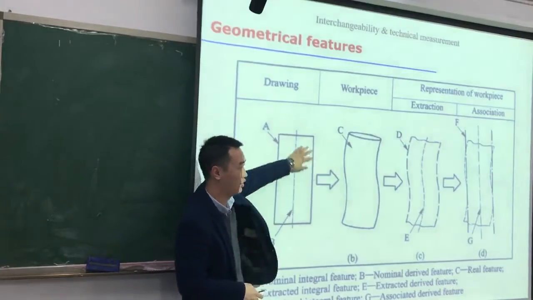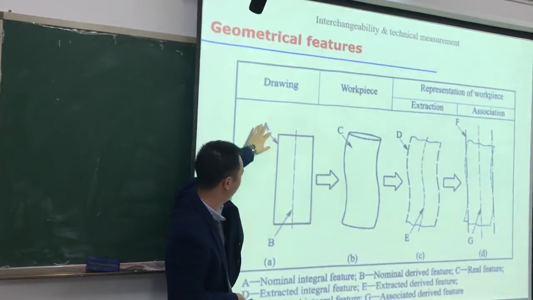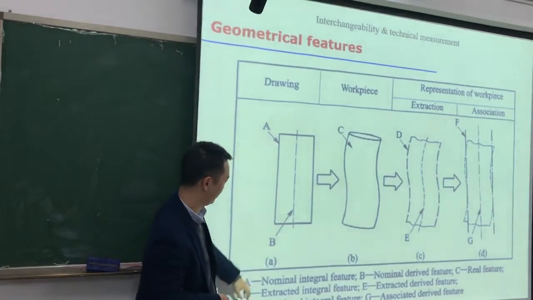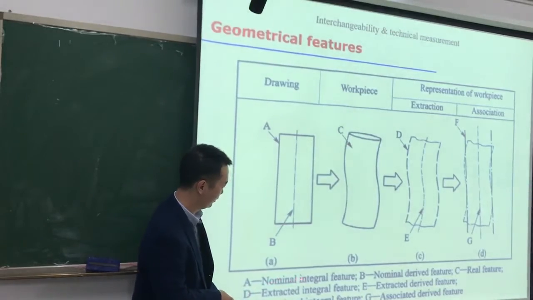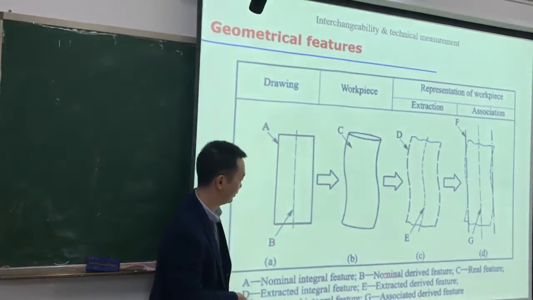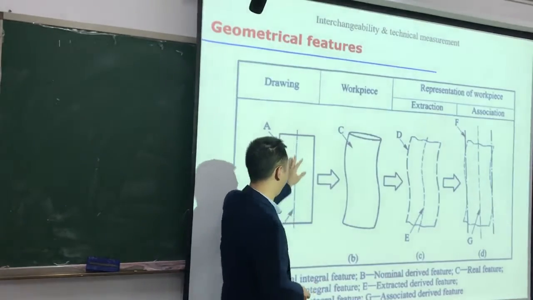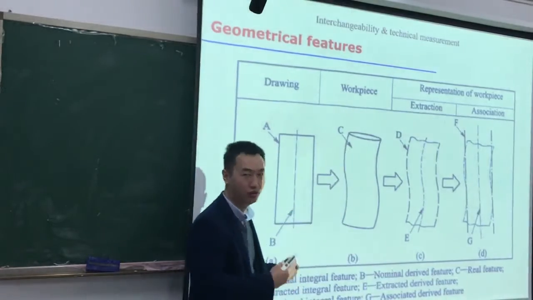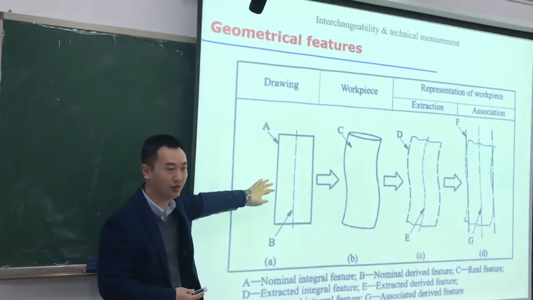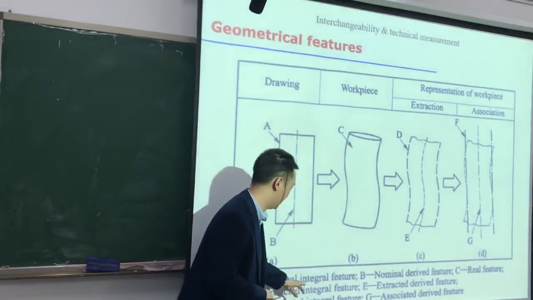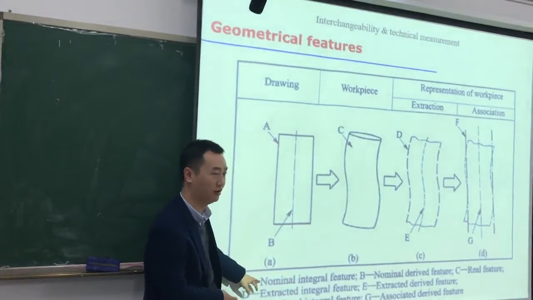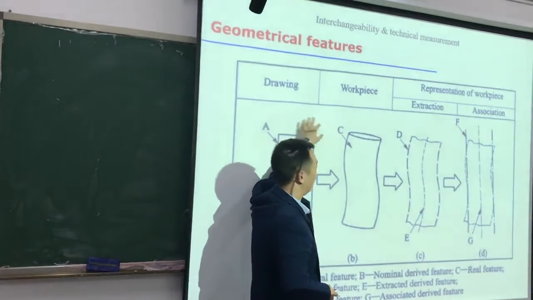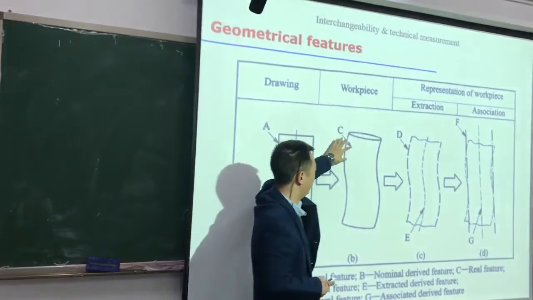When we draw a part like this cylinder, the surface, the integral surface, is called the nominal integral feature, and its center line is called the nominal derived feature. Why? Because nominal means the ideal, perfect form. When we draw it, it's in the perfect form. So the perfect form is related with the word nominal. And when we make the workpiece according to the drawing, we can see it's not ideal.